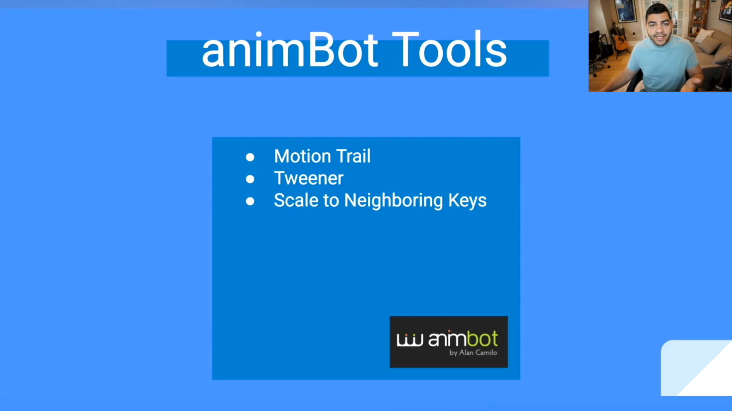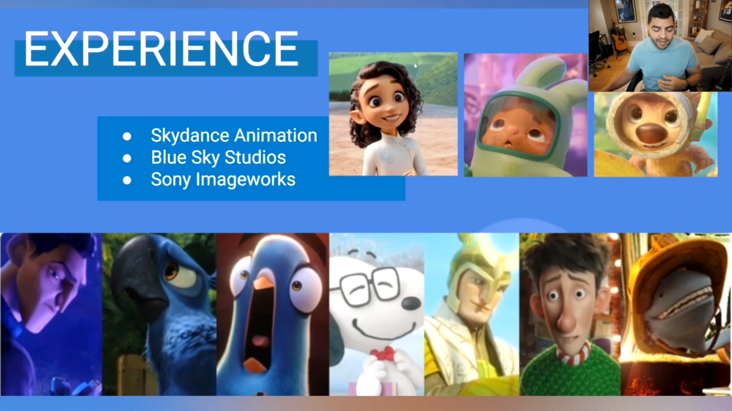A little bit about myself before I get into it. I am a senior animator at Skydance Animation. I've worked on the films Luck, Spellbound, and Puku. I've also been at Blue Sky for about 10 years, working on a couple of the Ice Age movies, Rio 2, Spies in Disguise, the Peanuts movie, Ferdinand, and a couple other movies there. And I've also worked at Sony Imageworks on a couple films there as well.